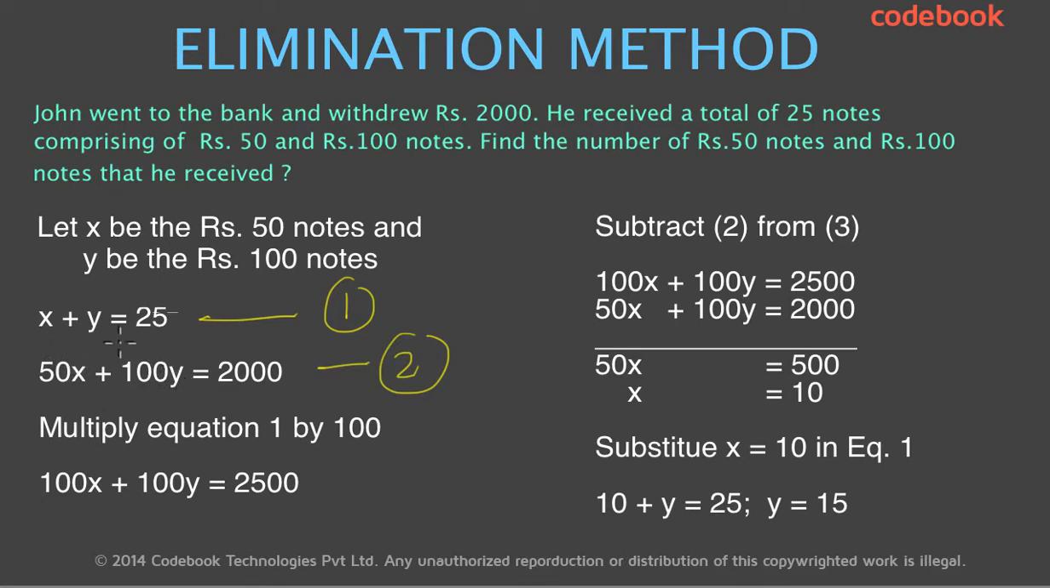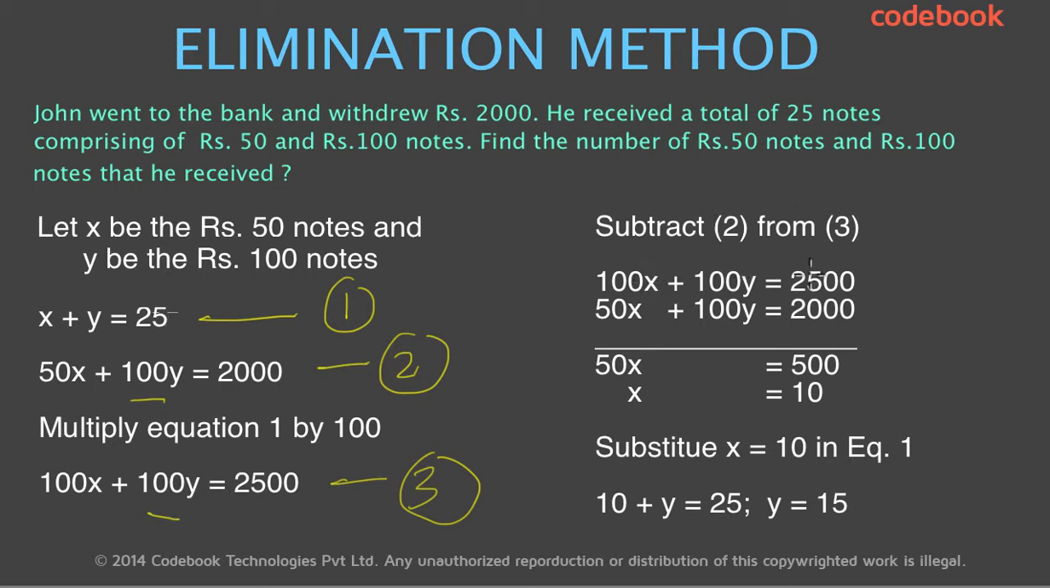So here we have x plus y equal to 25 and 50x plus 100y equal to 2000. In order to make the coefficients of one of the variables the same, we multiply the first equation with 100. That will result in 100x plus 100y equal to 2500. Let's call this equation 3. If you observe now, the coefficients of y are the same in both the equations. So now we can subtract these two equations to eliminate y, right?